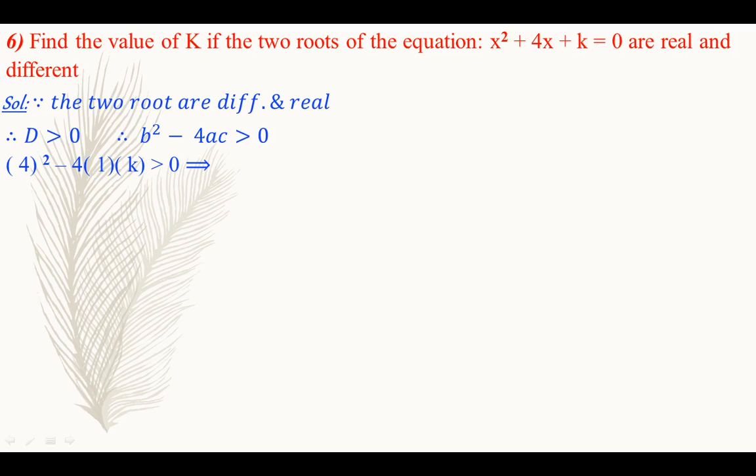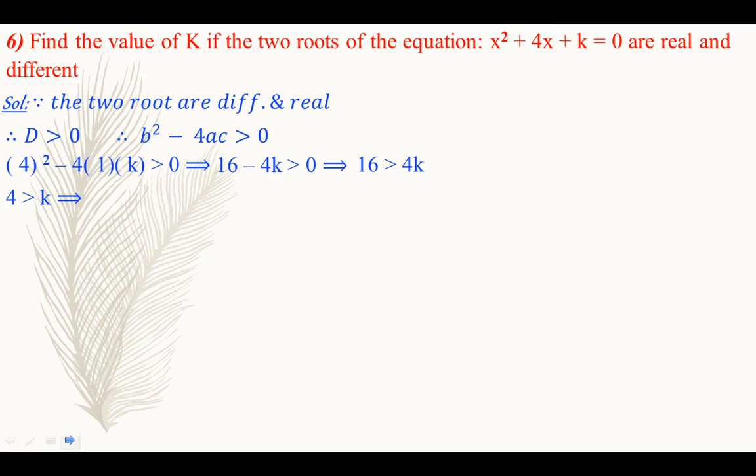So now we have 16 minus 4k bigger than 0. 4k will go to the other side. So 16 will be bigger than 4k. Divide both sides of the inequality by 4. If we divide by 4, 16 divided by 4 equals 4. 4k divided by 4 is equal to 1k. So now we have 4 bigger than k.